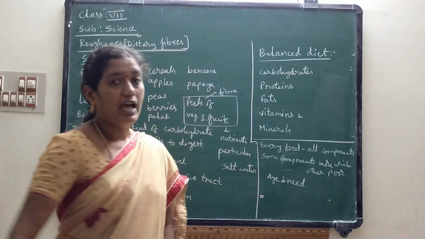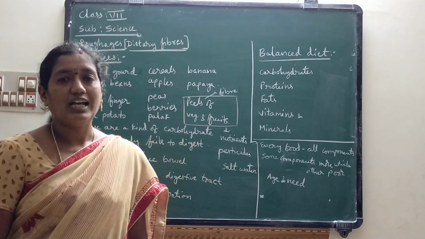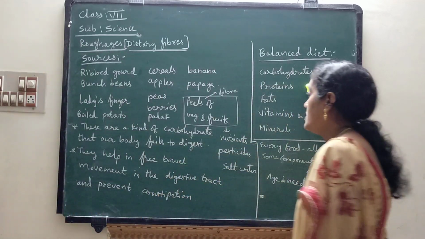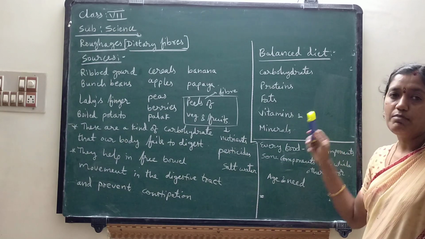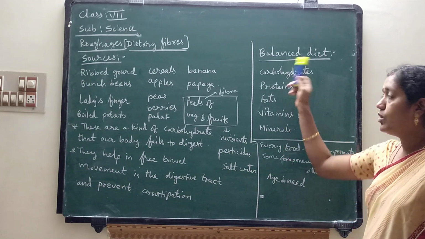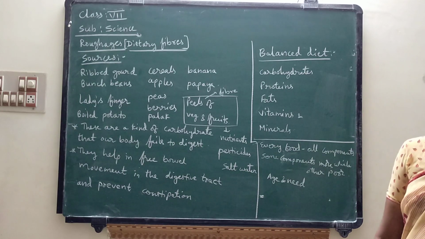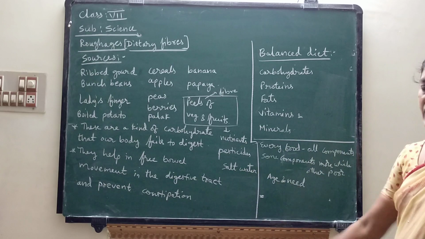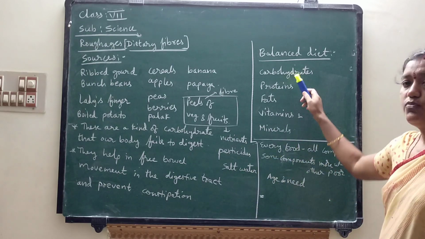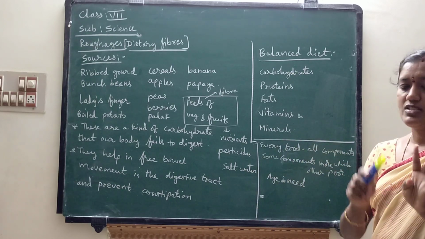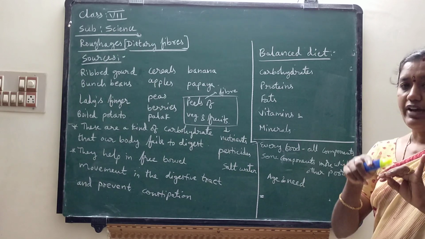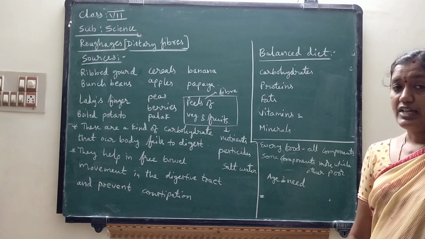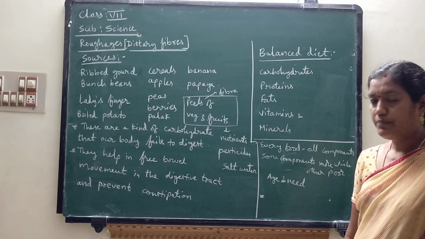Now we will see. Balanced diet means if the food contains carbohydrates, proteins, fats, vitamins and minerals, then that food is called a balanced diet. So what is a balanced diet? Once again I am telling you, if the food contains carbohydrates, proteins, fats, vitamins and minerals, then that food is called a balanced diet. We have to take a balanced diet daily.